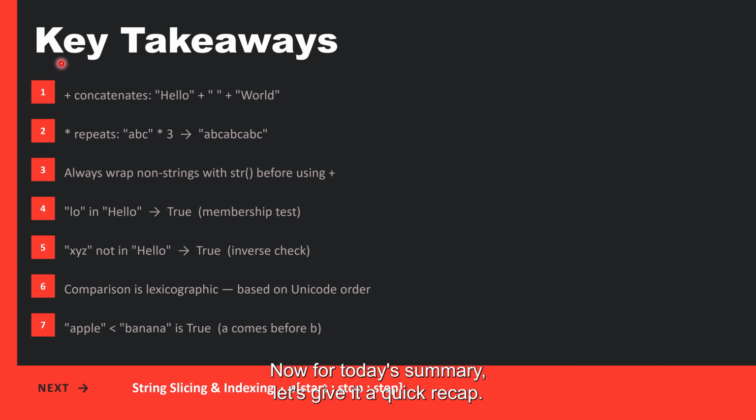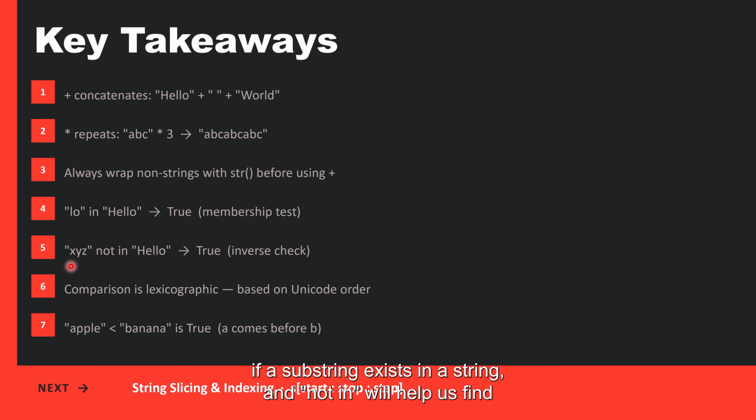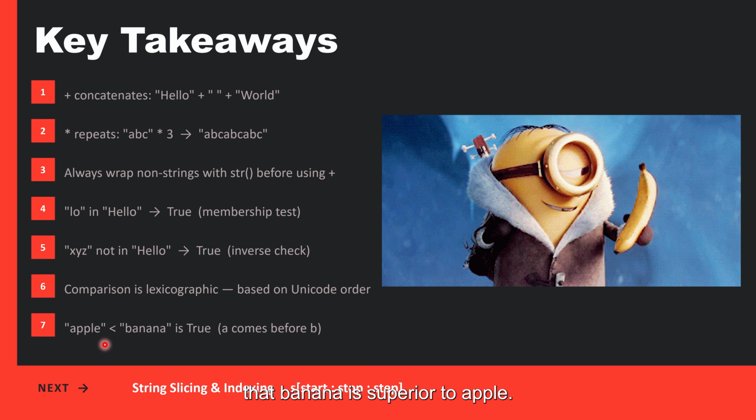Now for today's summary, let's give it a quick summary. Plus helps us join two or more strings. Multiply helps us repeat the same string again and again. Always wrap non-strings with str brackets before using concatenation. Always turn non-string data types into a string data type before using concatenation. Membership in will help us check if the substring exists in a string, and not in will help us find if the substring does not exist in the given string. Comparison is lexicographic and based on Unicode order, the one we learned about as keys. And at last, we learned that banana is superior to apple.